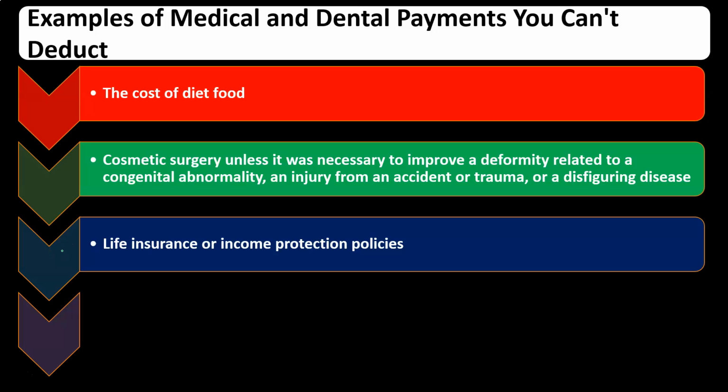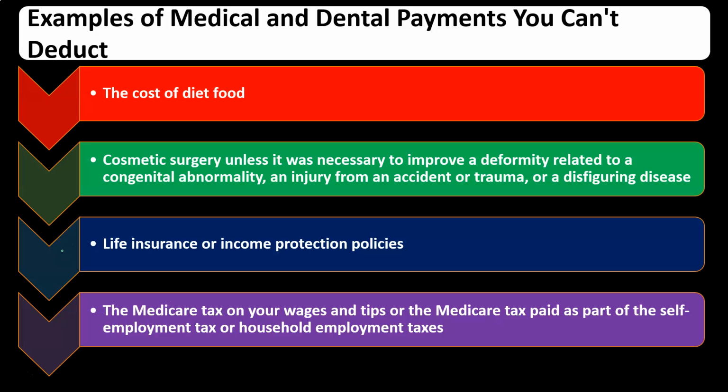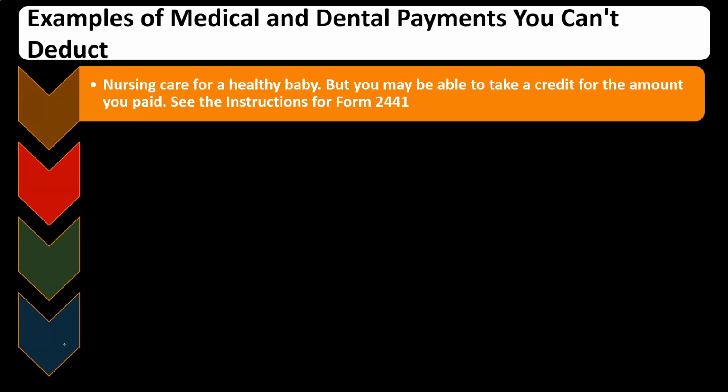Life insurance or income protection policies, the Medicare tax on your wages and tips, or the Medicare tax paid as part of the self-employment tax or household employment taxes. So when you pay your self-employment tax out of your W-2, the Medicare, or if you're self-employed, the self-employment tax, which is kind of the payroll tax equivalent for self-employed individuals, the Social Security and Medicare, and the other federal taxes that are paid other than the federal income tax.